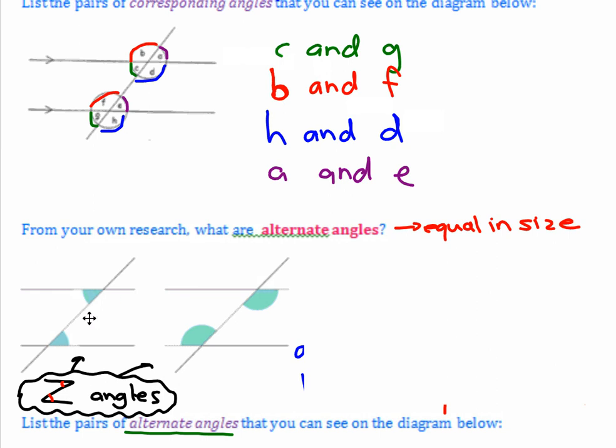So we've got these Z shapes here. That little one is equal to that one, plus a bit of a weird looking Z shape. So that one there equals that one there. They're called alternate interior angles because they're inside the parallel lines.